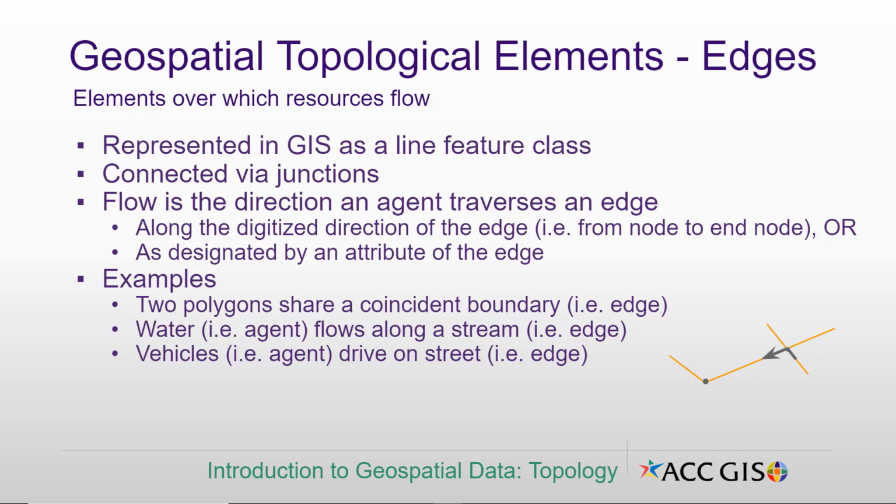Some examples include two polygons that share a coincident boundary. The coincident boundary is referred to as an edge. Or water flows along a stream. In this case, the stream is the edge and the water is the agent that flows along the stream. Or vehicles drive on a street. Again, in this example, the street is the edge and the vehicle is the agent that traverses the street.